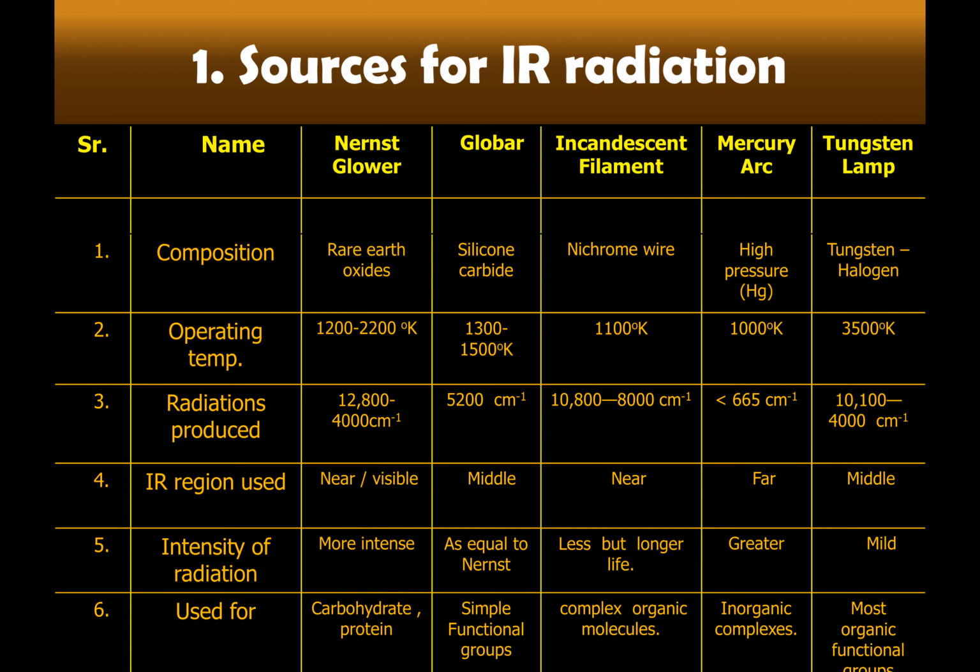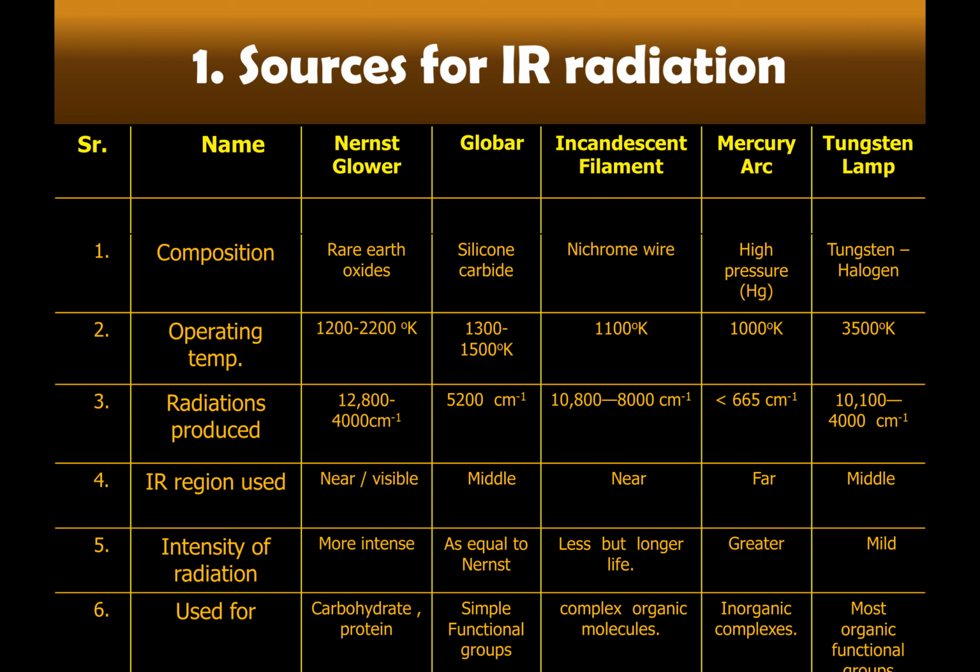The radiation produced from Nernst glower has a much wider range, from 4000 centimeter inverse to 12,800, while for Globar it is from 400 to 5200, while incandescent filament can go up to 8,000 to 10,800 centimeter inverse. Mercury arc can go below 665 centimeter inverse, while tungsten filament is by far the best and preferred, and is from 4,000 to 10,100 centimeter inverse.